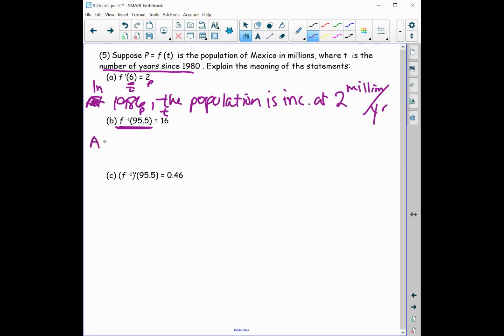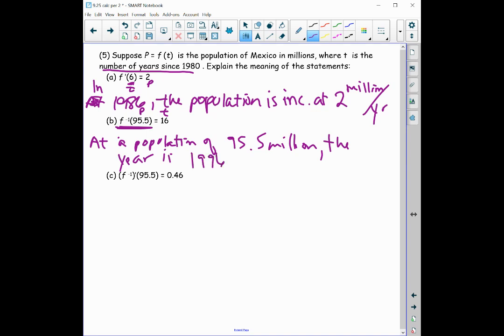This is saying at a population of 95.5 million, the year is 1996. Okay. Or you can say when the population gets to be 95.5 million, the year is 1996. Okay, but it's at the input, which is years, the output is input is population, the output is the time.